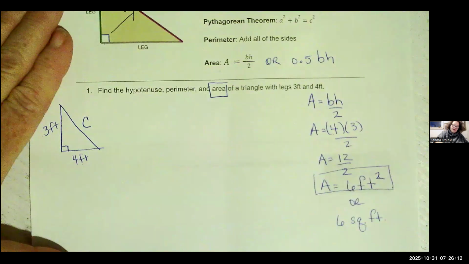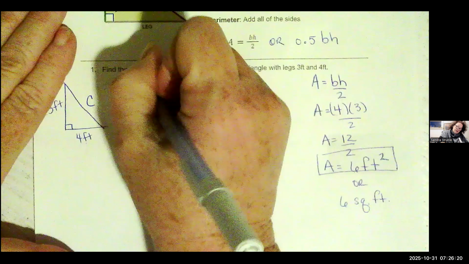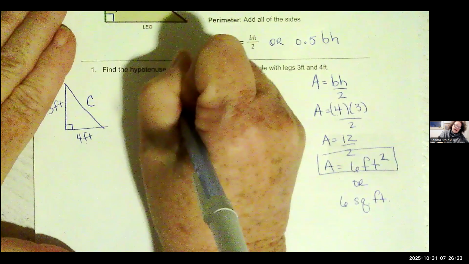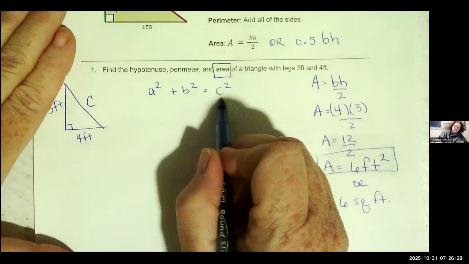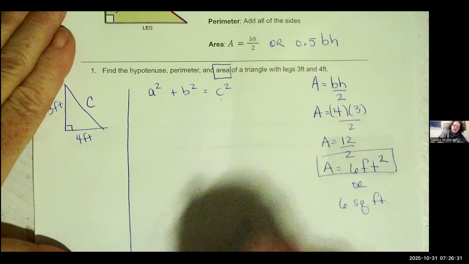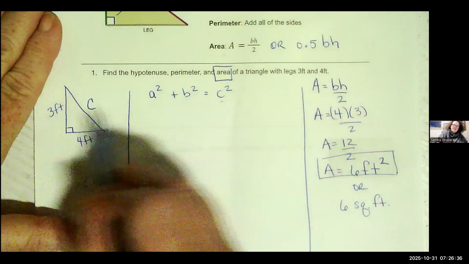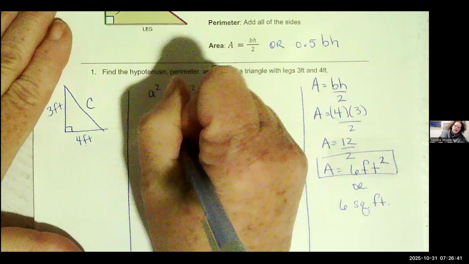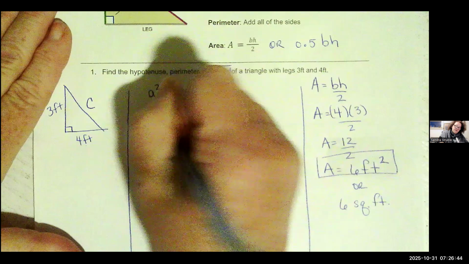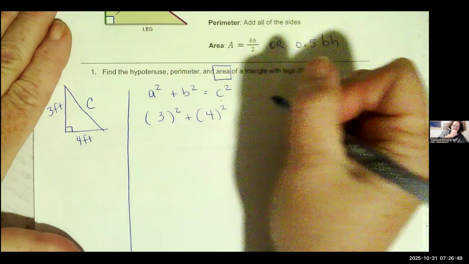Okay, we can't find the perimeter until we find the hypotenuse. So let's find the hypotenuse next. And I'm going to use A squared plus B squared is equal to C squared. And remember, C is my hypotenuse. That's what I'm going to be solving for. All right. It does not matter whether you call it the 3 A or the 3 B, the 4 A or the 4 B. It doesn't matter. Pick one. So I'm going to use 3 for my A, 4 for my B. You're going to get the same answer if you do the opposite. Okay.